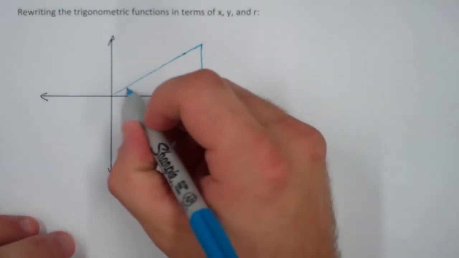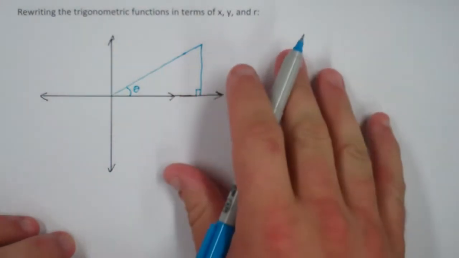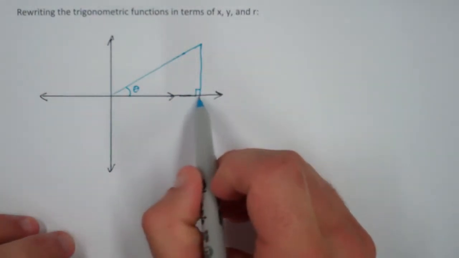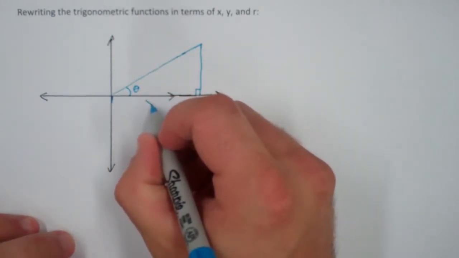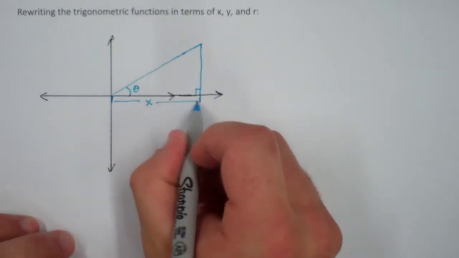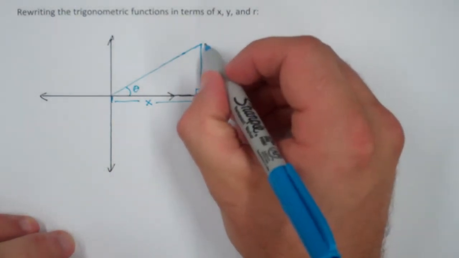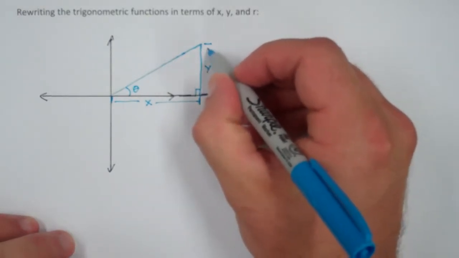In this case, we don't know what theta is. We'll just make that our angle. We do know that this distance from here to here is going to be x. We also know that this length from here to here will just be the value of y.